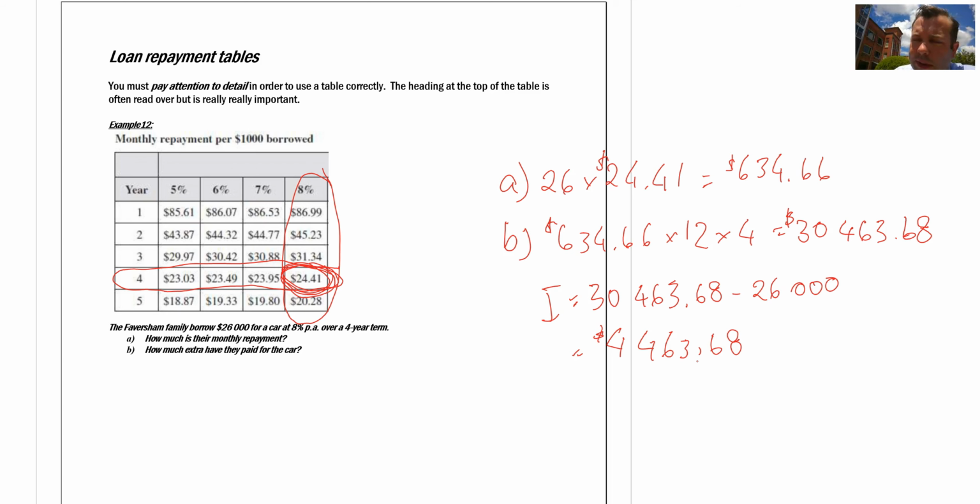Now, if we were to extend this a little further, I could ask something like, what was the equivalent flat rate of interest that this family paid for the car, the Faversham family? Well, in which case I would divide that by 4 to work out how much interest they pay per year. I would divide that by the principal, and that will give me the interest rate. As a simple interest, flat rate of interest, equivalent flat rate of interest. I'm not asking that. That's all you need to do.